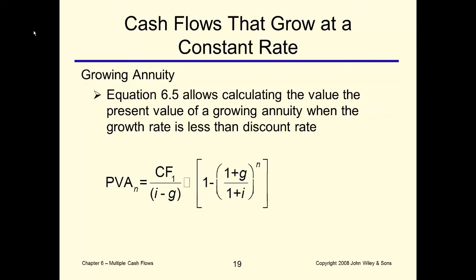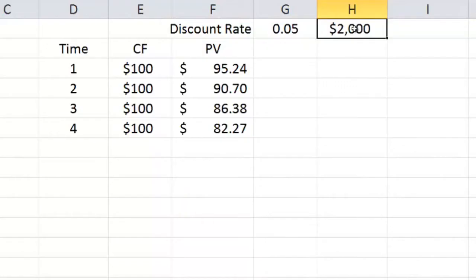And this is the equation we would use for the present value of a growing annuity, where I is the discount rate and G is the growth rate. Now note that G always has to be less than I. Otherwise, I minus G is negative when it's used in the denominator of the cash flow, and you end up with values that don't make sense. So let's look at an example of this.